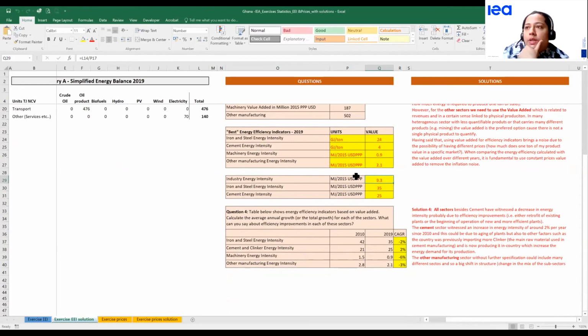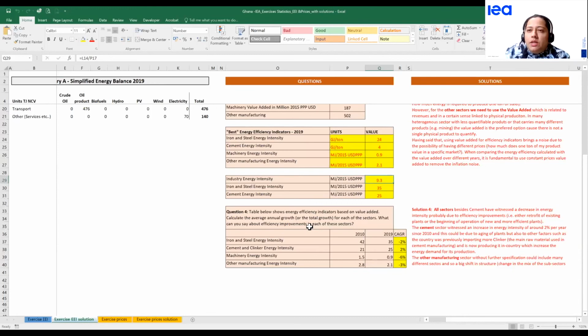However, when we use value added for efficiency indicators, it brings a certain noise because of the possibility of having different prices. So how much does 1 ton of my product value in a specific market? So when comparing the energy efficiency calculated with value added over different years, it is very important to use constant prices value in order to remove that inflation noise.